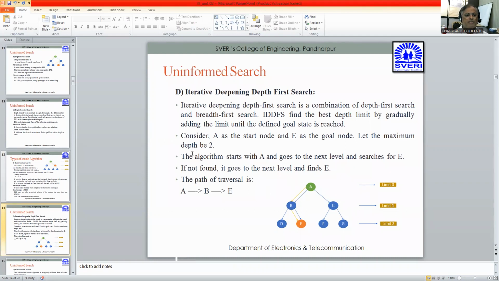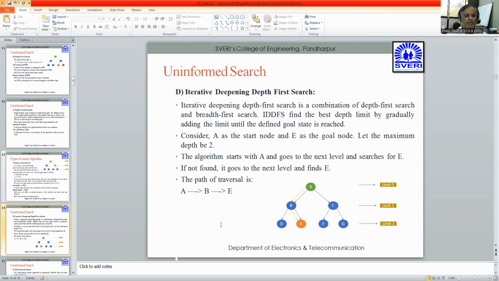Now what will happen is that let us consider that A is the node and E is the goal node. The maximum depth will be 2, so that is 0 to 2. It will have limit number 2. The algorithm starts with A and goes to the next level and searches for E. From here it will go to search for E, it will not find it at B and C, and at the second depth it will find E.